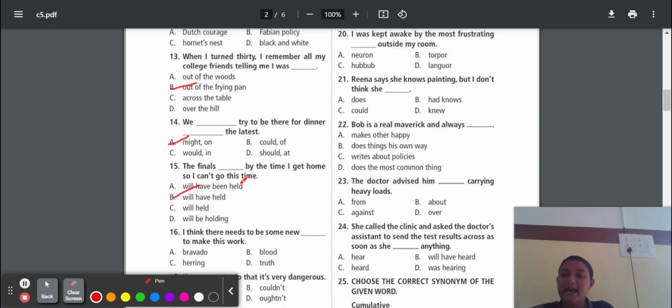Question number 16. I think there needs to be some new dash to make this work. Option A, bravado. Option B, blood. Option C, hearing. Option D, truth. Answer for the question 16 is option D, truth.